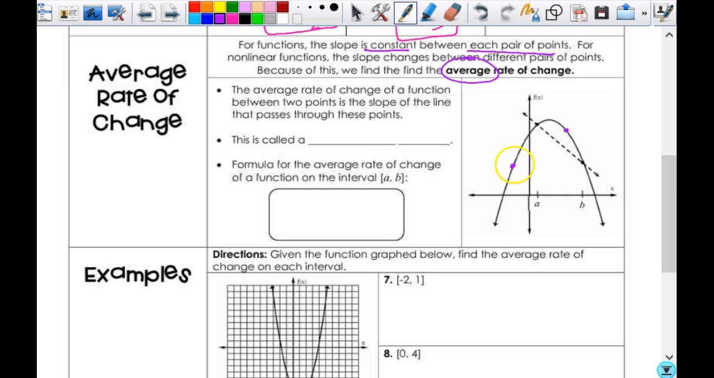Would you agree with that? So we can use average to get closer and closer to instantaneous, or we can use average just because average is what we need. And so this says the average rate of change of a function between 2 points is the slope of the line that passes through them. You know how to find slope, so this isn't hard. The average rate of change between these 2 points right here on this graph is the slope of this line.